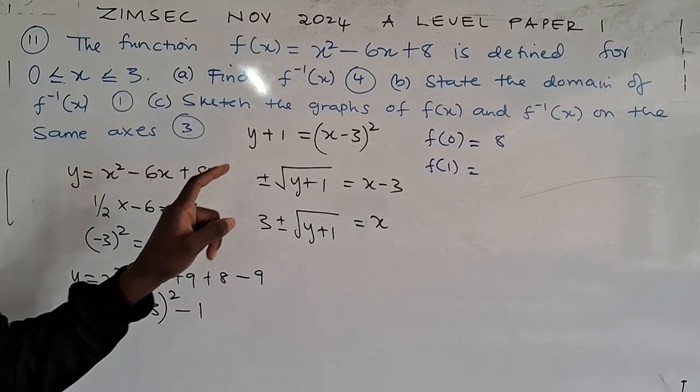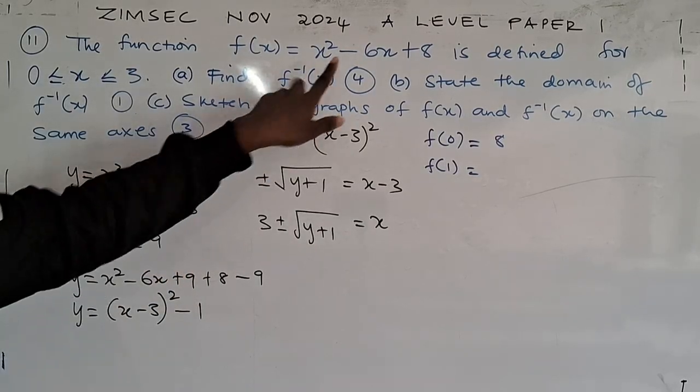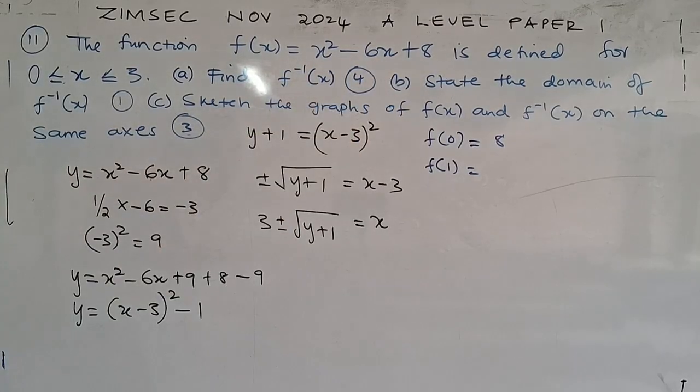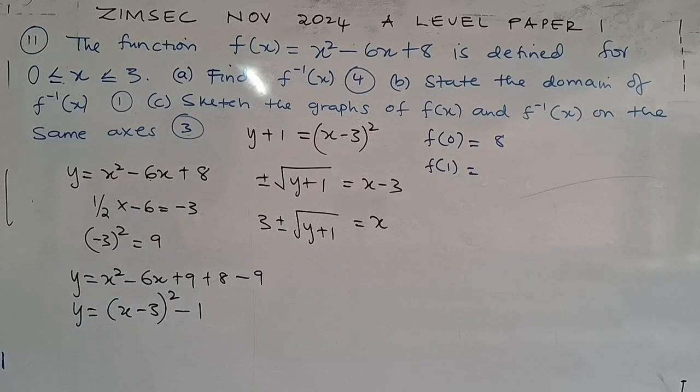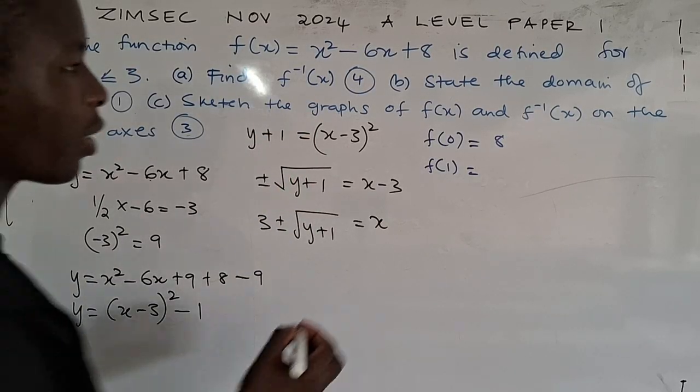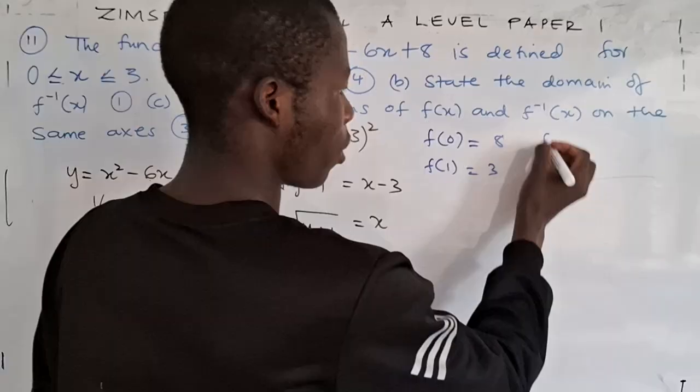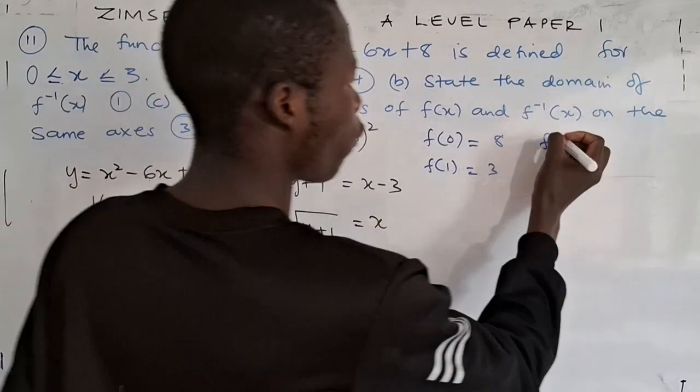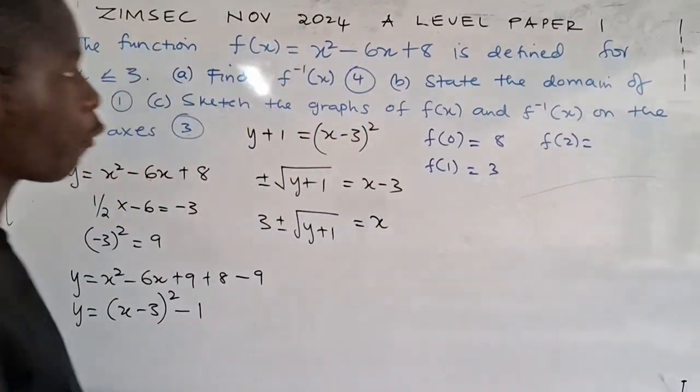This is 1 squared, which is 1, minus 6 times 1, this is 6, plus 8. What is the answer? This is 3. You are supposed to find f of 2. What is f of 2?